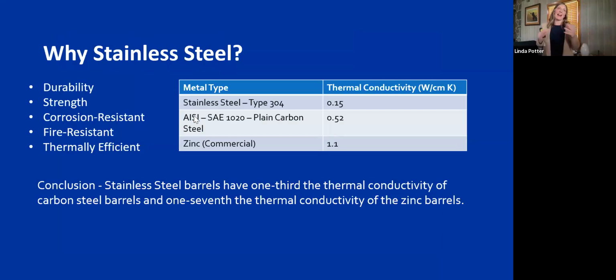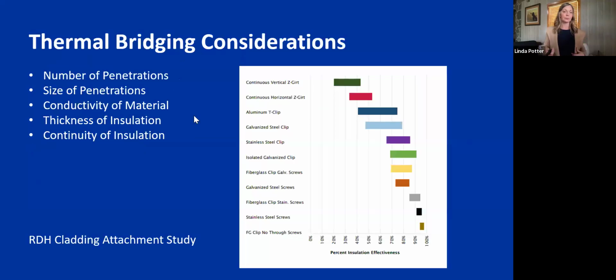But through that analysis, through the data, what we found was stainless steel barrels have 1/3 the thermal conductivity of carbon steel and 1/7 the thermal conductivity of zinc. So we do know that it's more thermally efficient even on its own as a material.